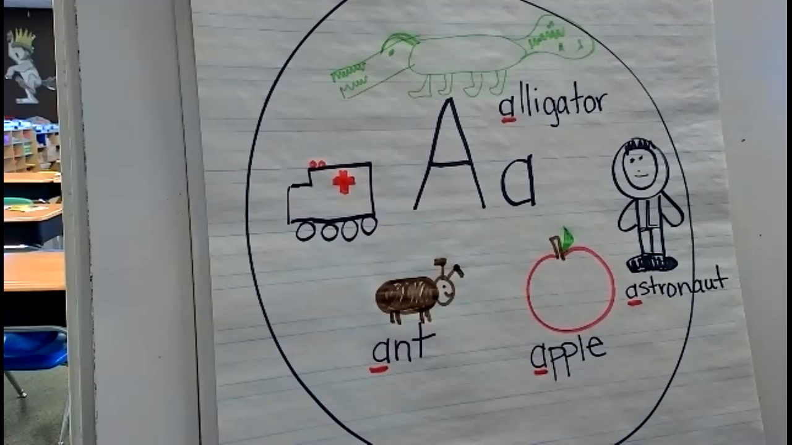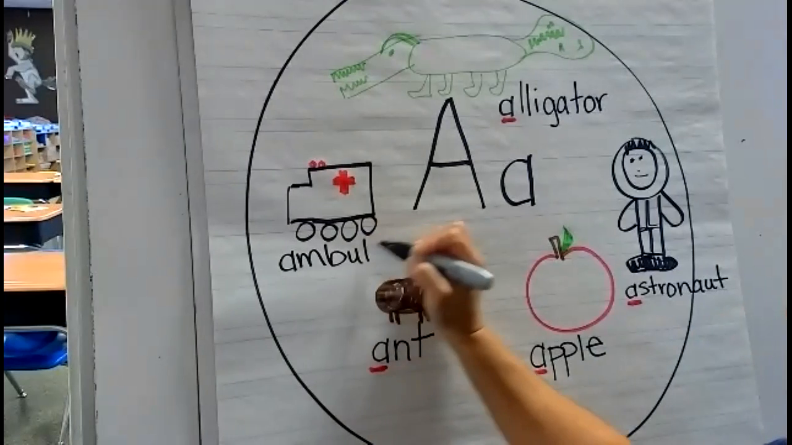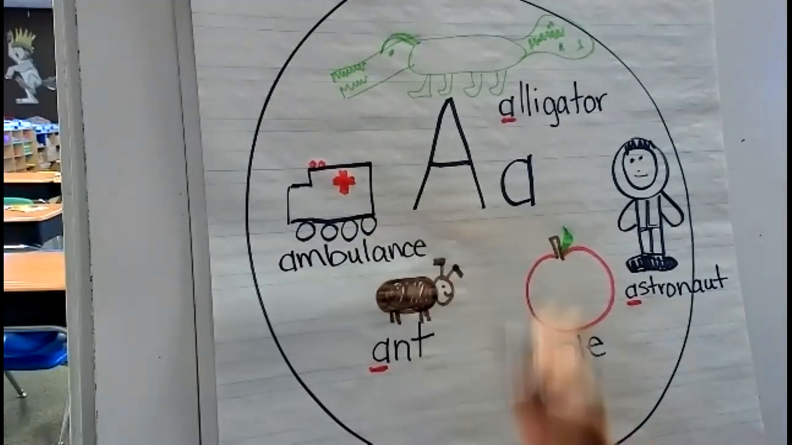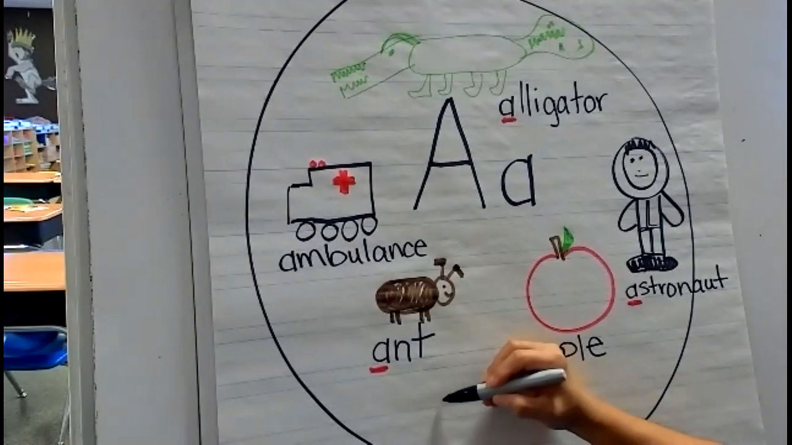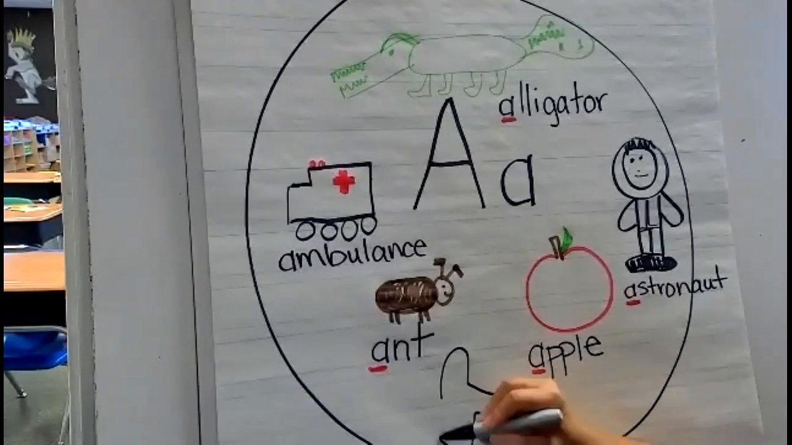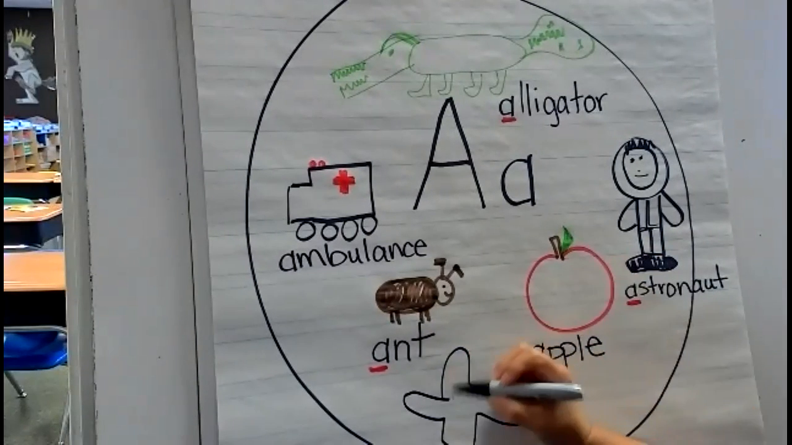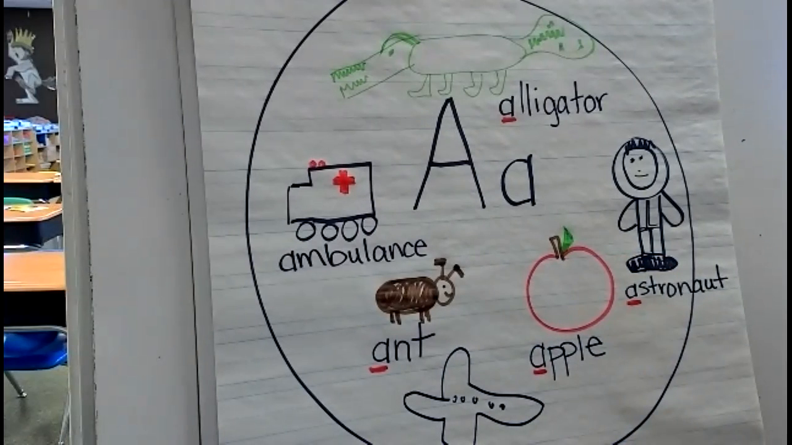Airplane. Airplane, who said that? Olivia? Wow, yes, airplane. I'm gonna draw the airplane here. I'm not drawing the best airplane, but I'm doing my best. Airplane has windows. But yes, an airplane. So I'm gonna write airplane. That begins with a.